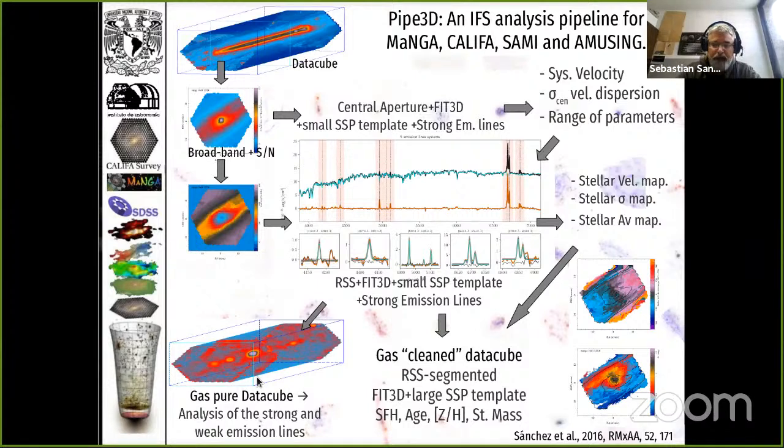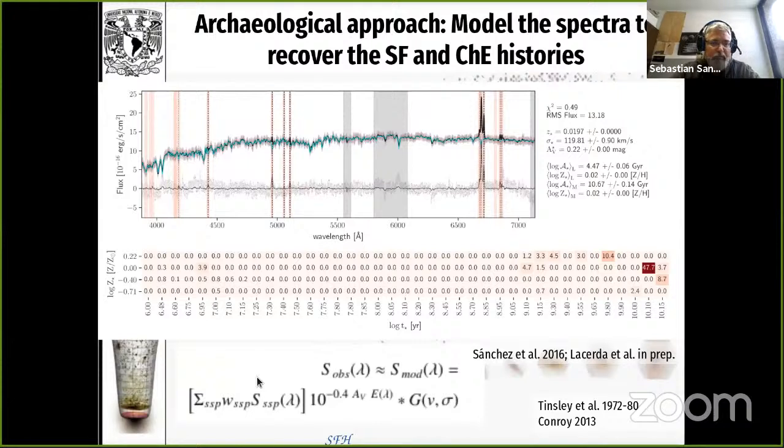of the emission lines. So the kind of information you can derive for the stellar population is what we name an archaeological approach. We model the spectra to recover the star formation and chemical enrichment histories. This is a typical fitting with the basic code we use. And in here we see the weights, basically the fraction of light in a certain band, split in the different SSPs for different ages. So this will be the age distribution function, and in here you have different metallicities. So in here you have the metallicity distribution function that you can derive from this analysis.